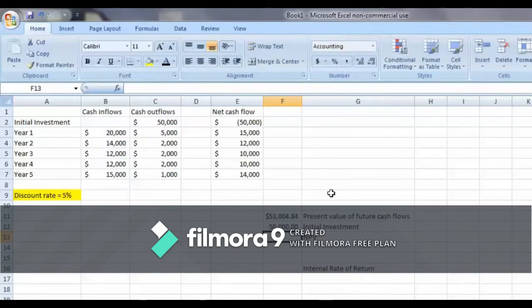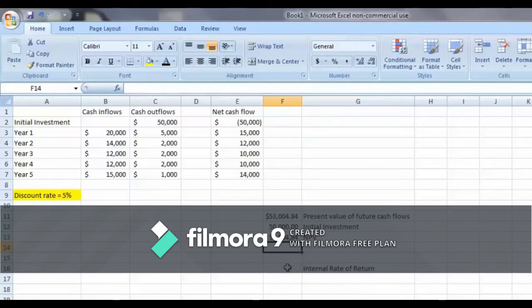We will note our initial investment below that, and then to find the net present value for this project, we subtract the initial investment from the present value of the future cash flows of the project. In this case, we have a net present value of $3,004.84.